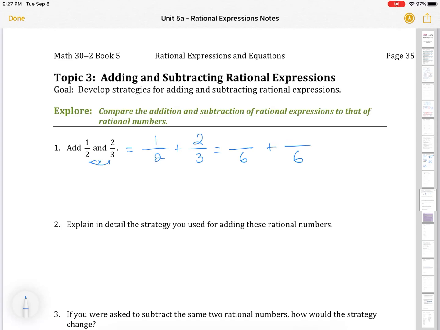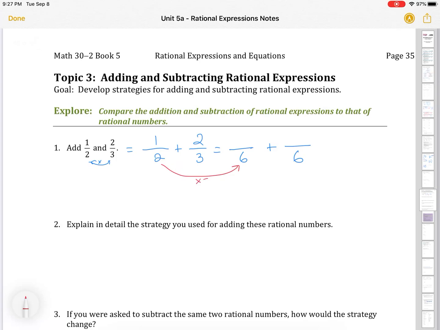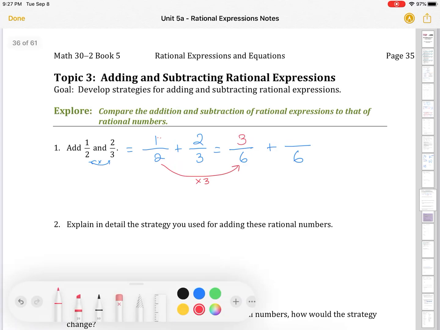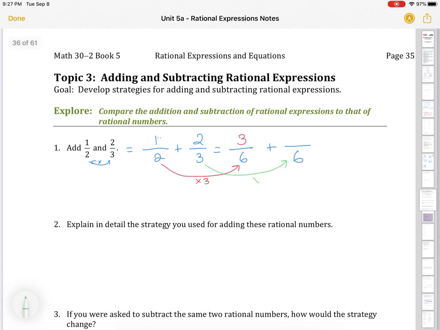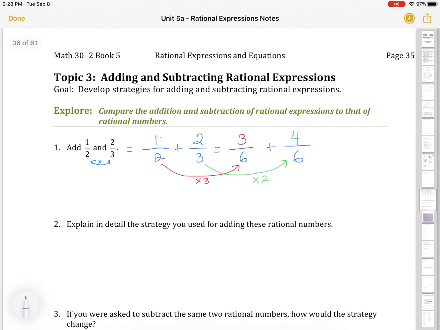Now, whatever I multiplied the 2 by, in order to keep that fraction the same, I also have to multiply the 1 by. So I multiplied this by 3. So that means I have to multiply the 1 by 3. So 1 times 3 is 3. With the second one, 2/3, I multiplied the 3 by 2. So I have to multiply the 2 by 2. So I get 4. So now I have fractions that are the same size pieces because they have the same denominator, and now I can add them.